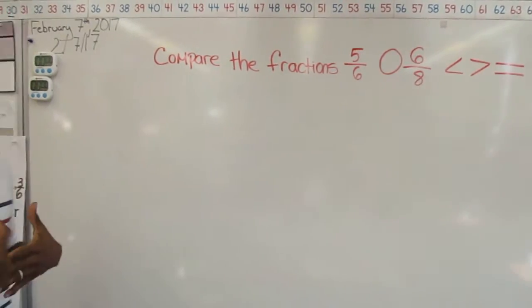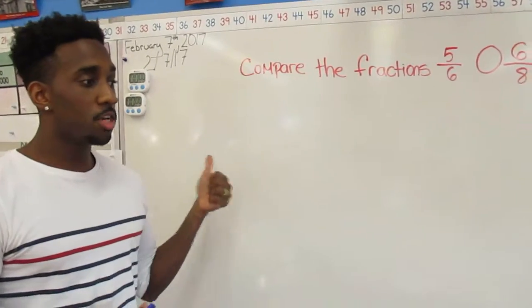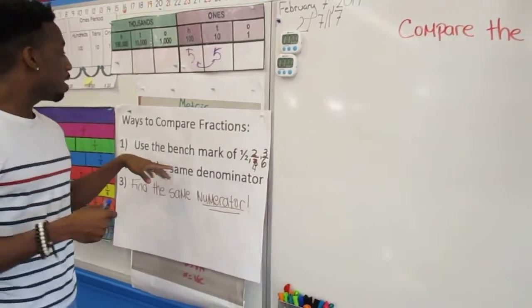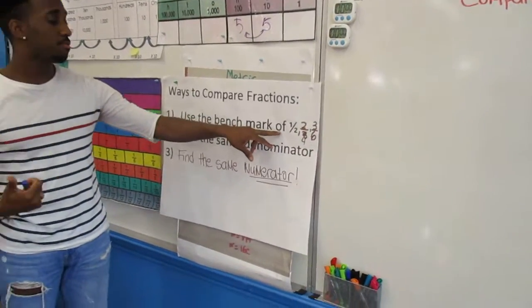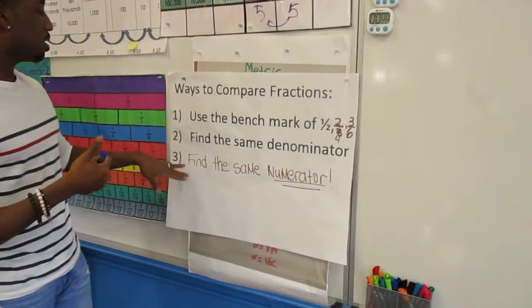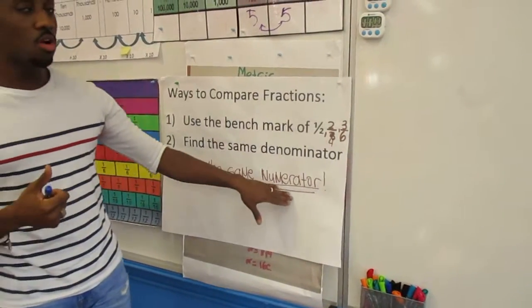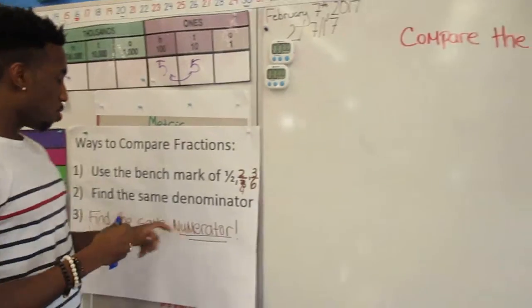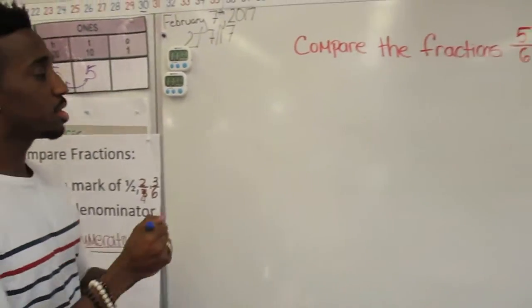So in class also we've learned 3 ways to compare. The first way is to compare fractions by using the benchmark of 1/2. The second way is finding the same denominator. And the third one is finding the same numerator, or the top number. So we're going to focus on finding the same numerator today.